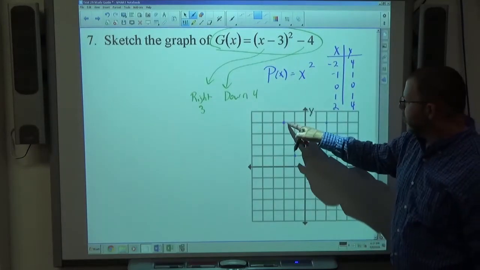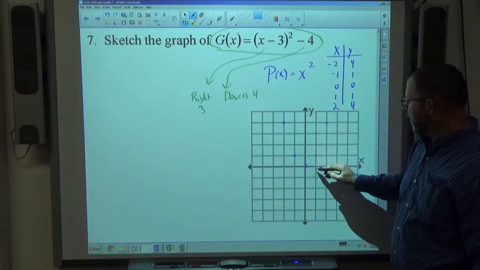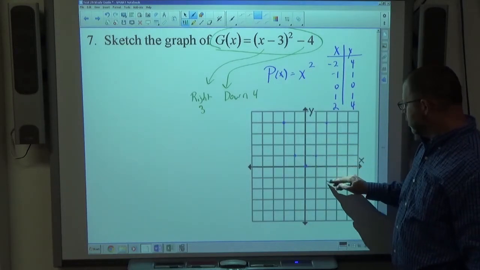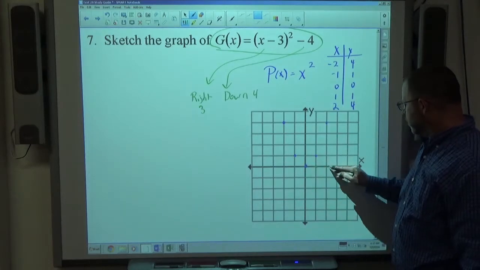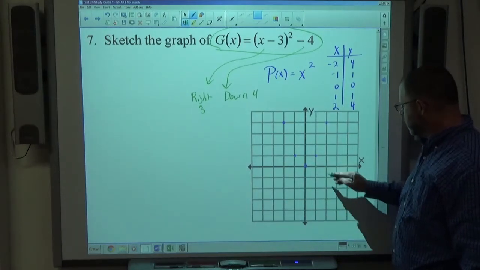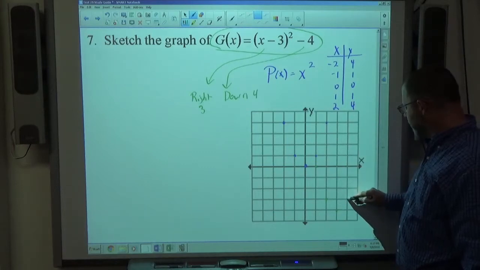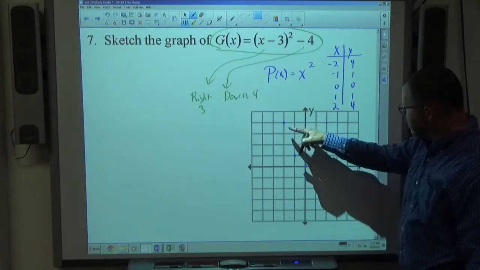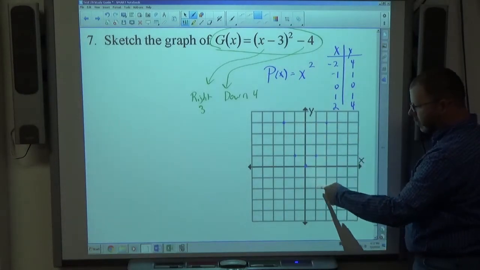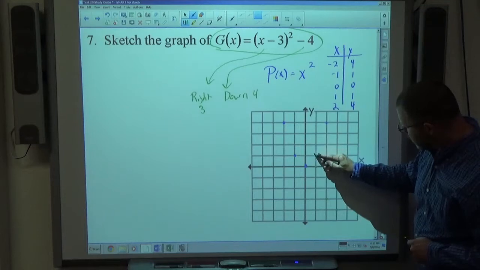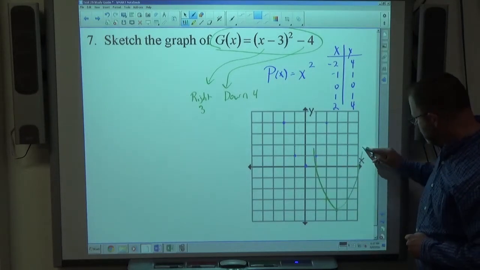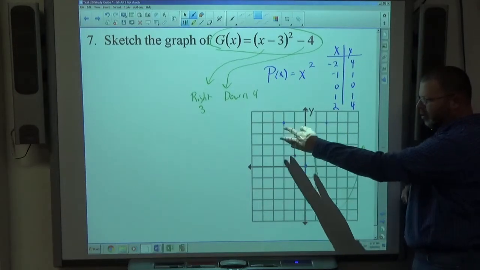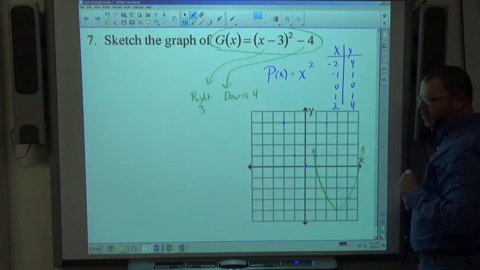Every one of these points I want to go 3 spaces right and 4 spaces down to get a new point. So that point became this point. Every one of these points moved 3 spaces right and 4 spaces down, creating for us the correct graph of G. So again, go ahead and put the dots for the parent graph on there. Use those to interpret the dots for G, but just graph G when you're actually graphing it.